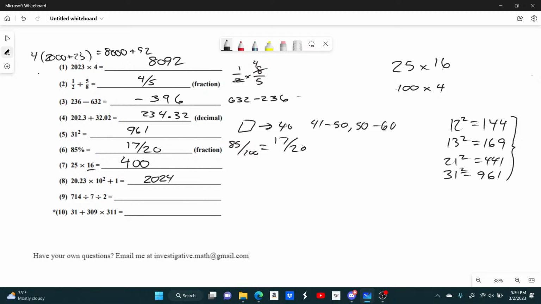All right. Number 9. You can really just do this in order. 714 divided by 7 is just 102. Divided by 2 is 51. And then finally we get to an estimation. Well, you have 309 times 311, and when you multiply those, this 31 is going to be pretty insignificant, so just ignore that.